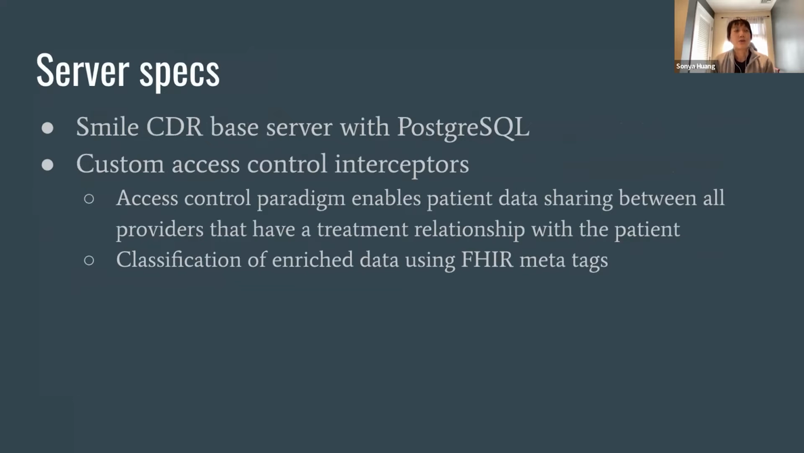And so our main FHIR server is built on Smile CDR, which of course is a commercial offering of Hapi. Our database is Postgres. We chose Smile CDR basically because we could add a whole bunch of customization in terms of access control. Zus has this access control paradigm where we want to allow anyone with a treatment relationship to the patient to see all the data associated with a patient, regardless of where it came from.